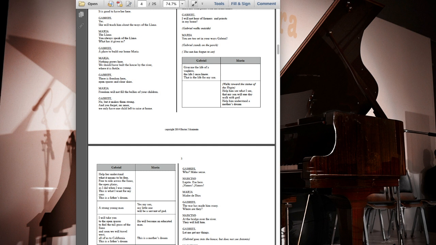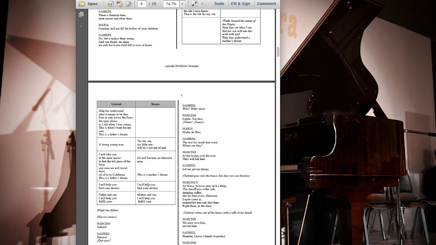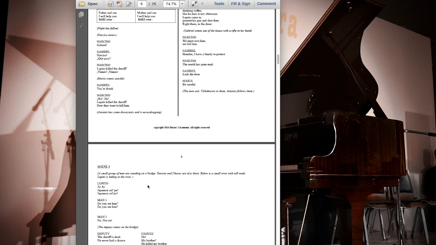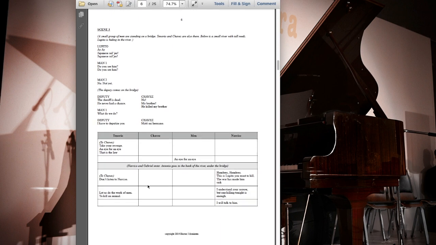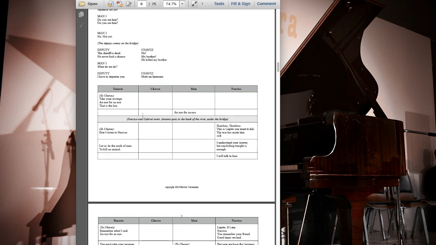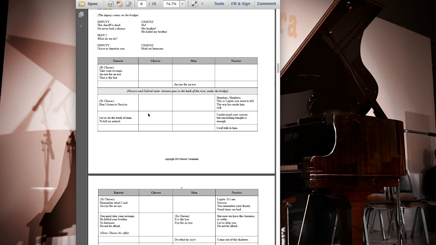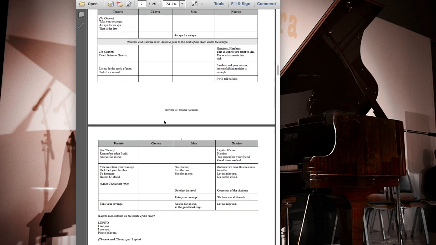The reason I've done this here is that this is where the arias are. So it's a visual in terms of where the arias are. You can see here is this ensemble piece. This is actually the scene when they're at the bridge and they're looking for Lupito, who they're going to kill.